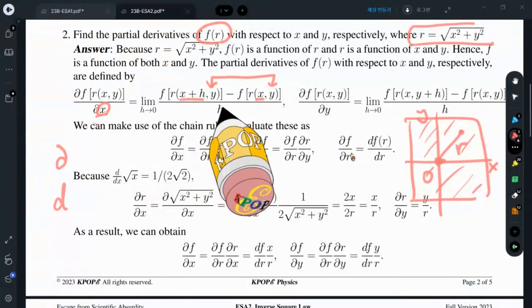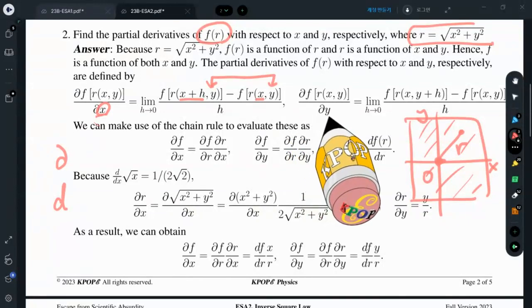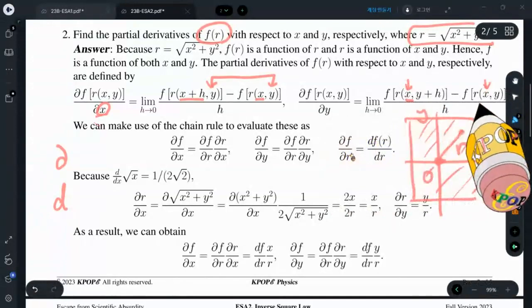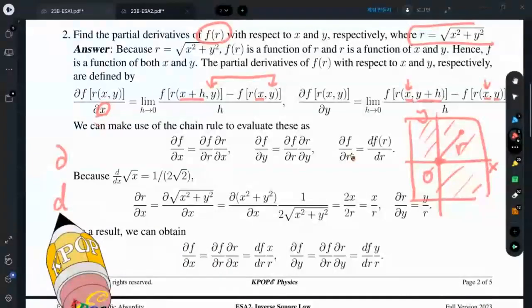We can also define the partial derivative of f with respect to y. In that case, I keep the x value invariant and vary y only. That's it.